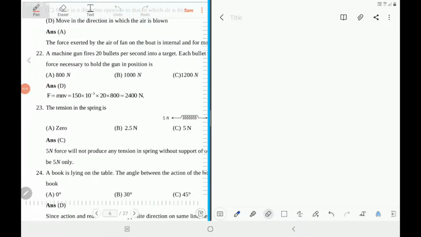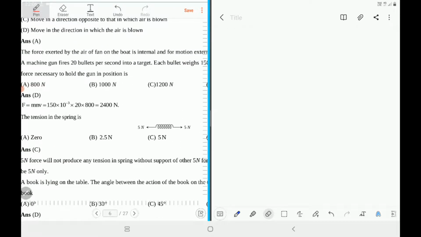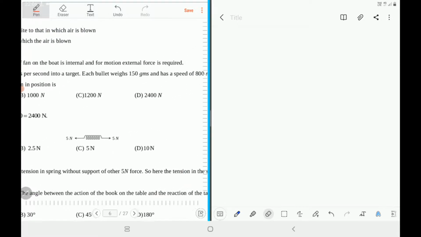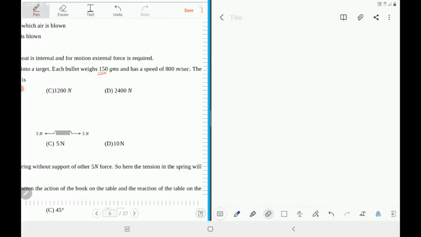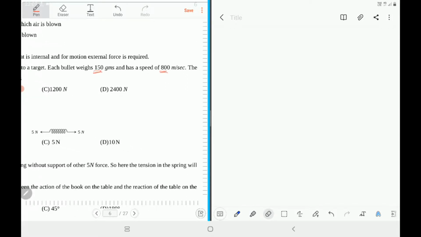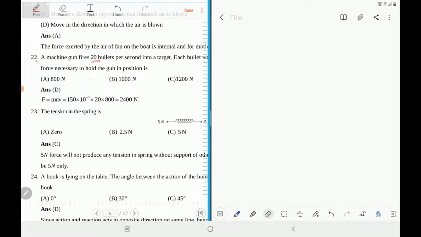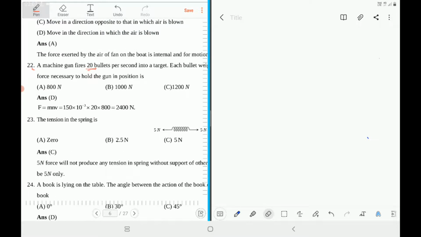Now let's read problem 22. What is special with that? We'll see. A machine gun fires 20 bullets per second to a target, almost similar to our second video discussions. Each bullet has a mass of 150 gram and a speed of 800 meter per second. The force necessary to hold the gun. So this is an action-reaction pair. When you fire a bullet, the bullet experiences force forward and the gun experiences force backward, right? So you have to find the force experienced.